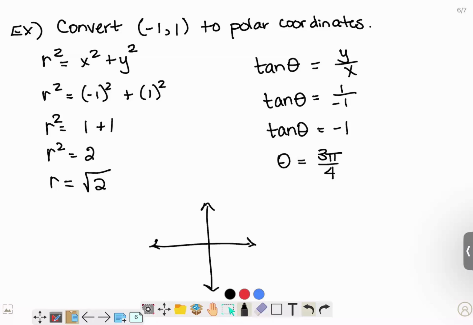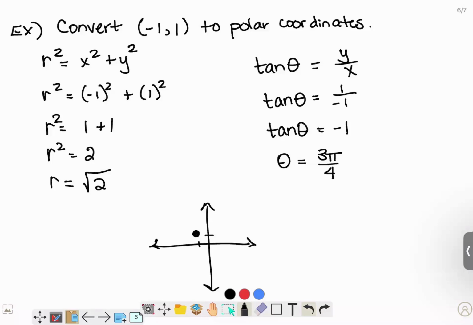I would always plot it just to get an idea where this point falls. It's in quadrant 2 when I plot it, the point (-1, 1). So if I'm going to use the angle 3π/4, which is in quadrant 2, then I need to be using a positive value for r. There's also an angle in quadrant 4 that gives me the same tangent value. If I use that angle, then my r would have to be negative. So I highly recommend plotting just to make sure your answers are agreeing and making sense.